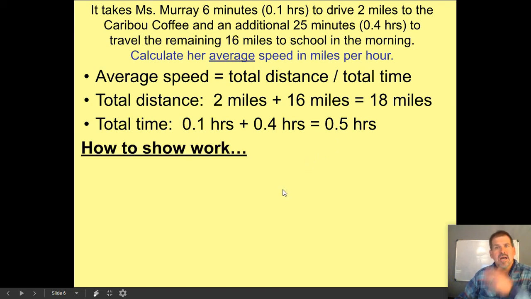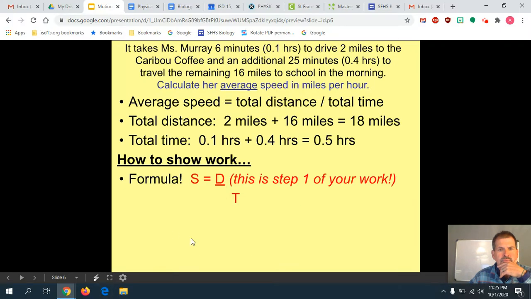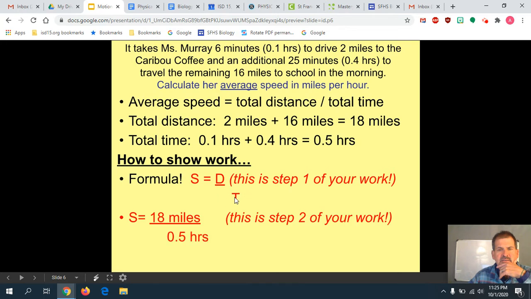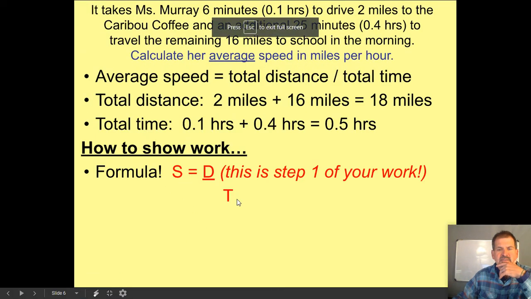Right? So how do we show our work? This is the part that I want you to write down. This is how to show work. Right? So formula is speed equals distance over time. This T should be underneath here. See if I can get that fixed. It's not going to happen. Sorry about that. So this T should be closer to the D. So speed equals distance divided by time. Speed is distance divided by time.